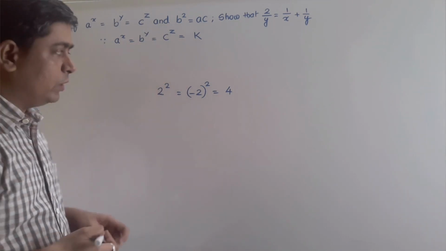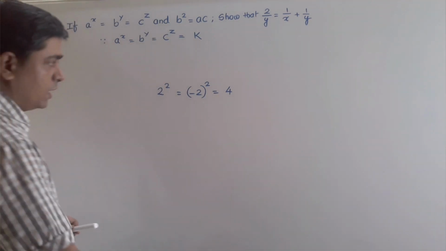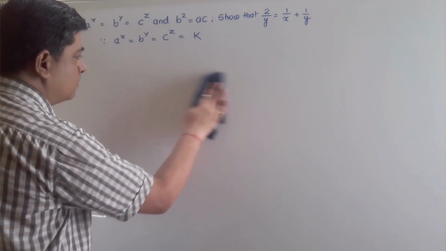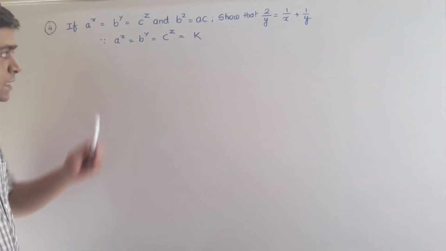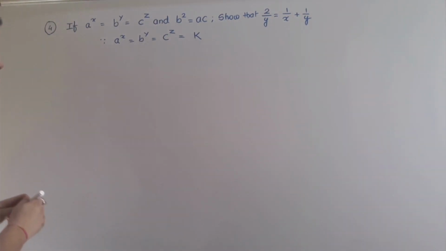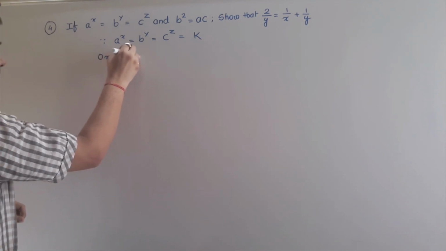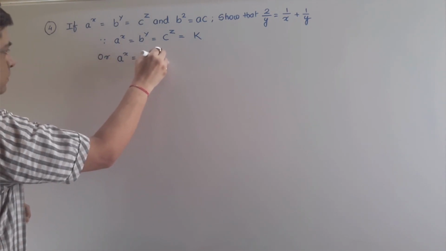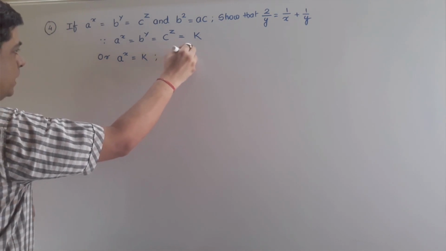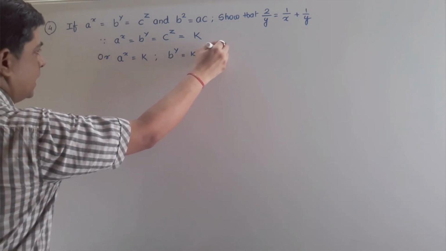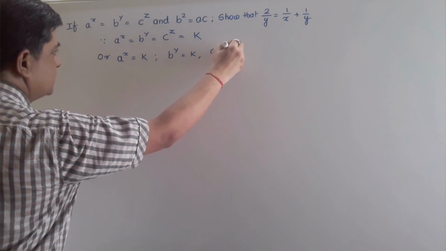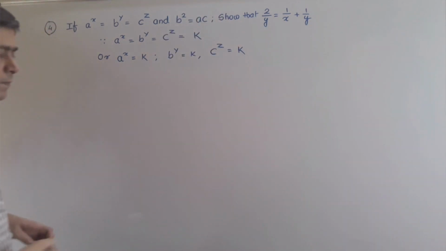So their common value I am supposing equal to k. Now all the three terms are equal to k. So separately they will also be equal to k. So I can write a to the power x is equal to k. Similarly, b to the power y is equal to k and c to the power z is also equal to k. Let us consider this particular term first.